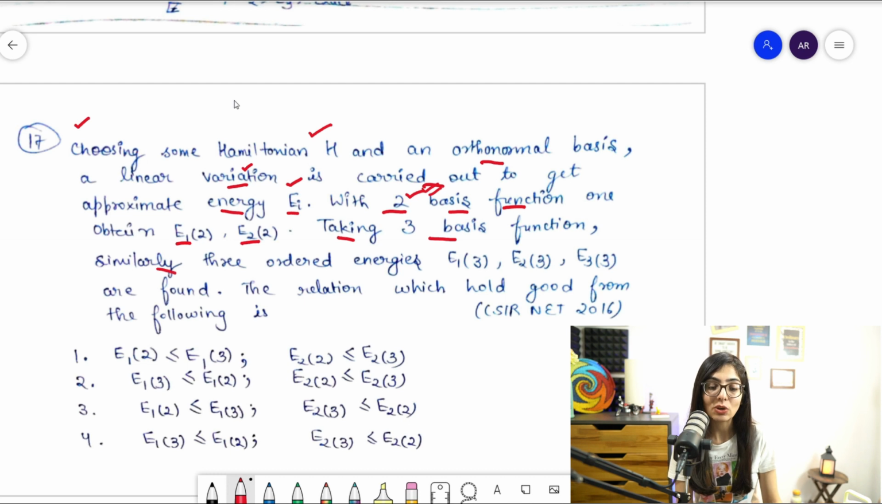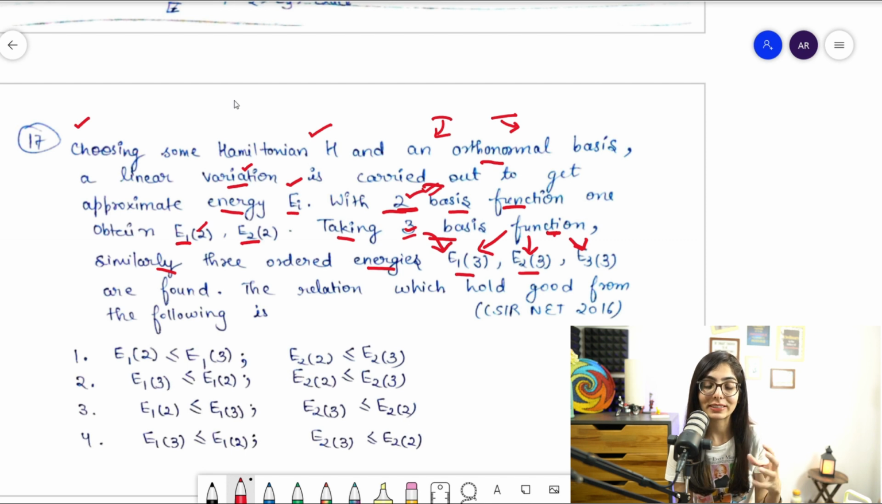And similarly three ordered energies. So these three variational parameters will be giving these energies. This is one function only. It will have three elements and each element will correspond to one energy. Same with the two basis function. It will have two constituents and each constituent will have an energy. One will have E12 and another will have E22 respectively. And the same with the three basis function. I'll explain it more when I'll be discussing the solution, but for now, just pay attention.